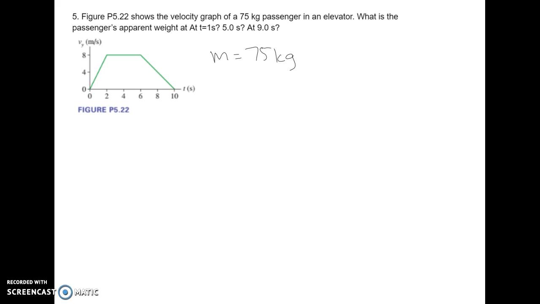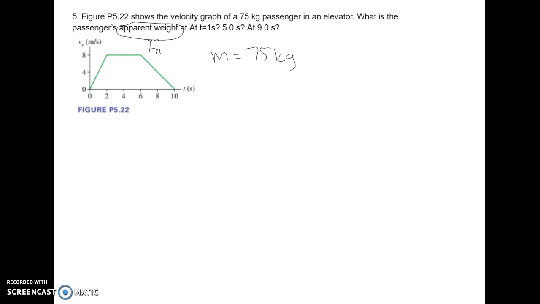9 seconds. Right, so remember, whenever it's asking for apparent weight, it's not the actual weight. Actual weight is just the force of gravity that's equal to mg. Apparent weight is essentially telling us what a scale would read if they're sitting on some sort of bathroom scale. This is essentially the normal force. So we need to find the normal force acting on this person at these various times. Because we're given a velocity versus time graph, this gives us the information to find acceleration.